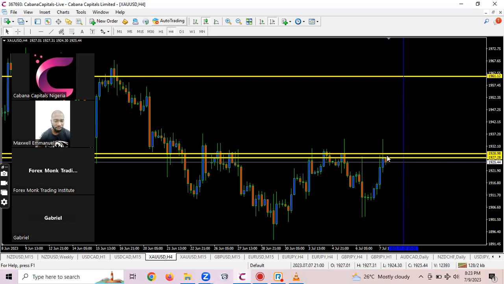It's either a 4 hour candle breaks out above this zone for it to continue with its bullish move, or price pulls back into a discount zone before it continues with its bullish move. That's my take on gold. Expecting more bullish move on gold.